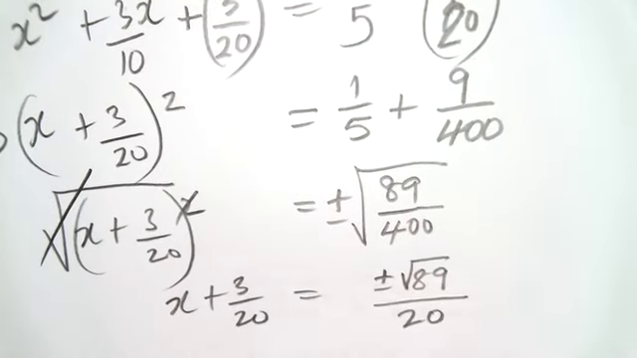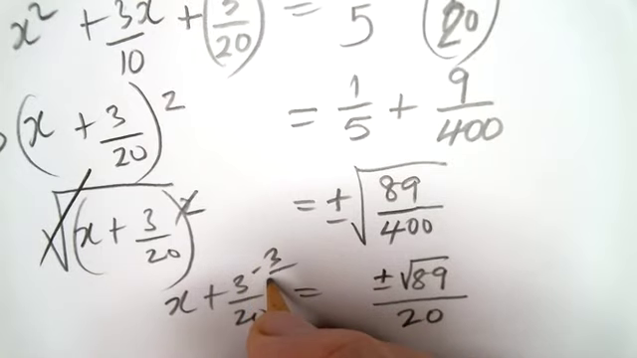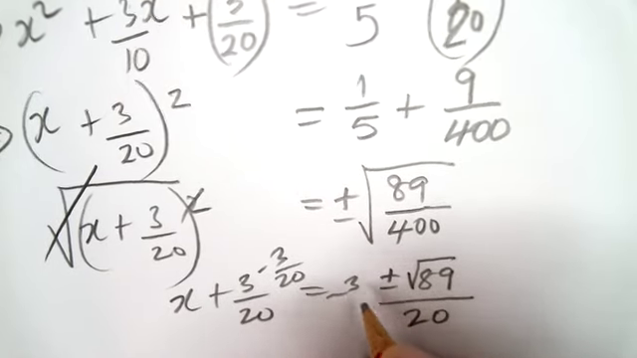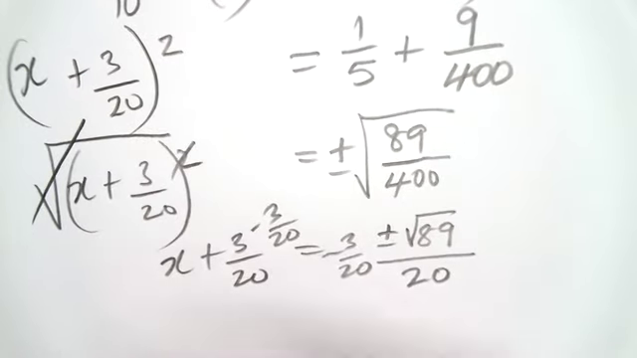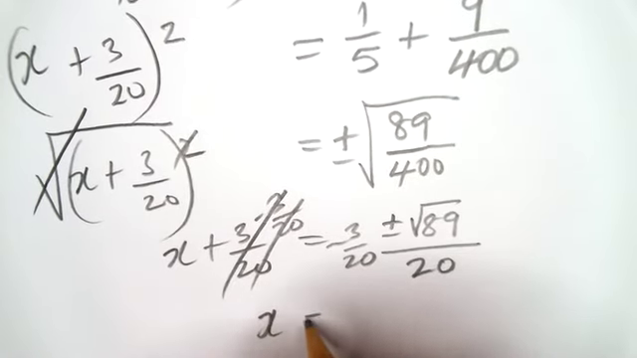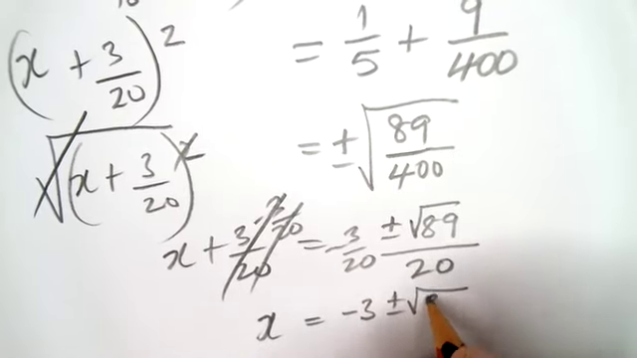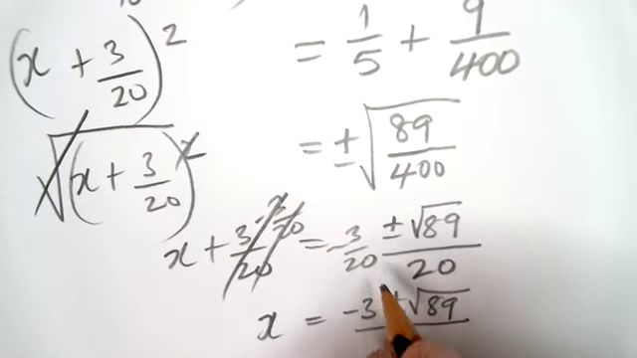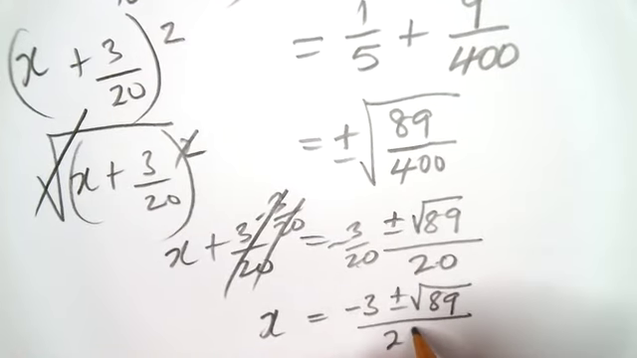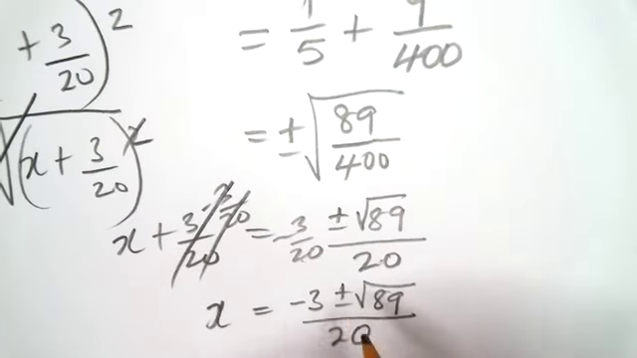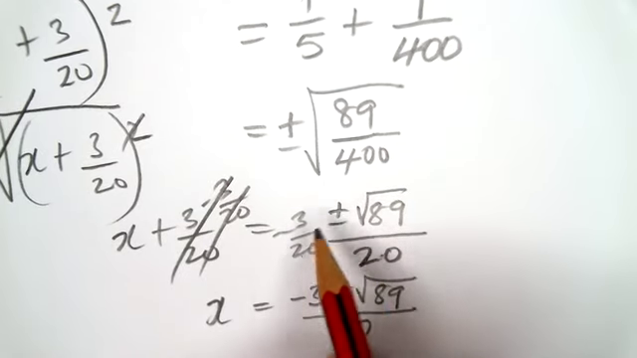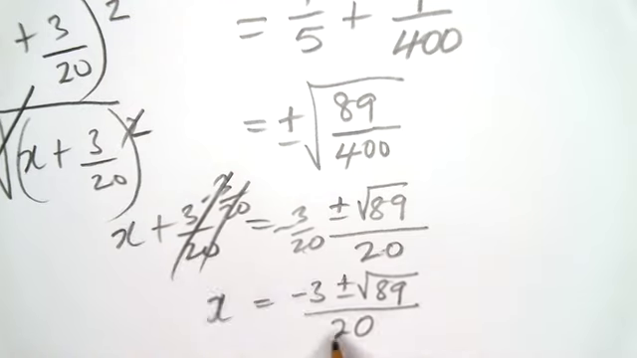And you can see this is rather handy, because if I subtract 3/20 from both sides, I end up with x equals, with a common denominator, minus 3 plus or minus root 89 all over a common denominator of 20. There it is. It's just handy to write. You don't have to write it that way, but it shows the examiners that you recognize there's a more succinct way of writing this figure here.